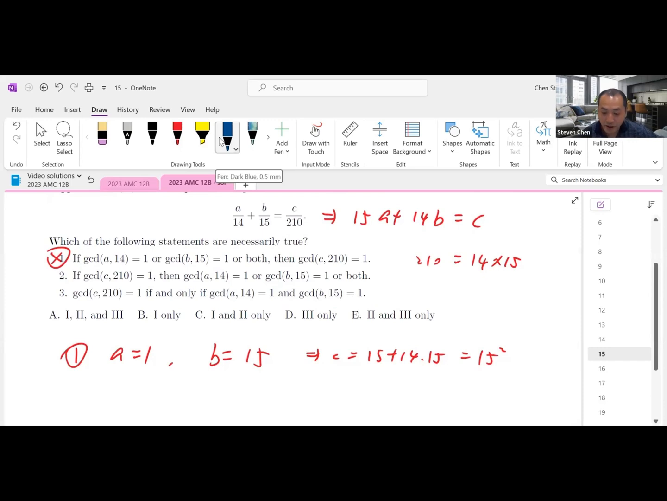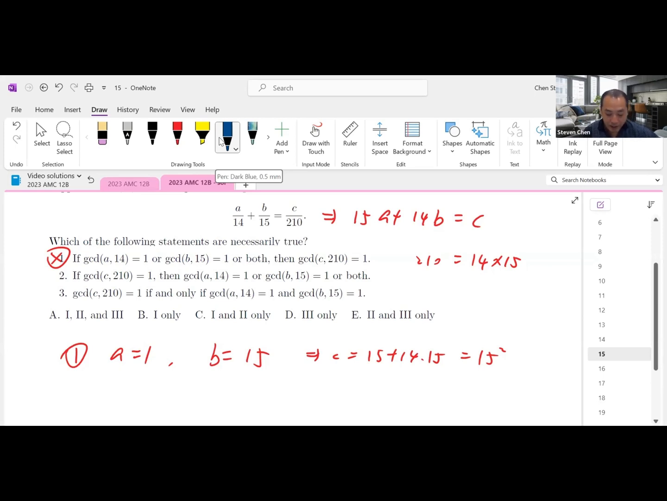Next, let's look at statements 2 and 3. So I want to first study statement 3, not 2. Let's see why. It's because for statement 3, let's look at only if part. So if the only if part holds, which means that if C and 210 are relatively prime, then it implies that both A and 14 are relatively prime and B and 15 are relatively prime.